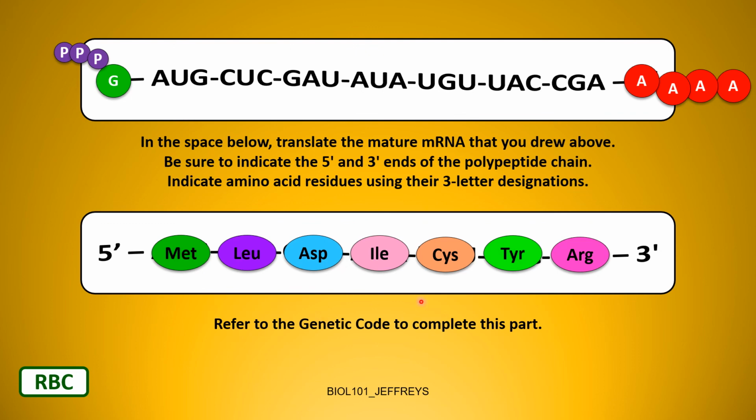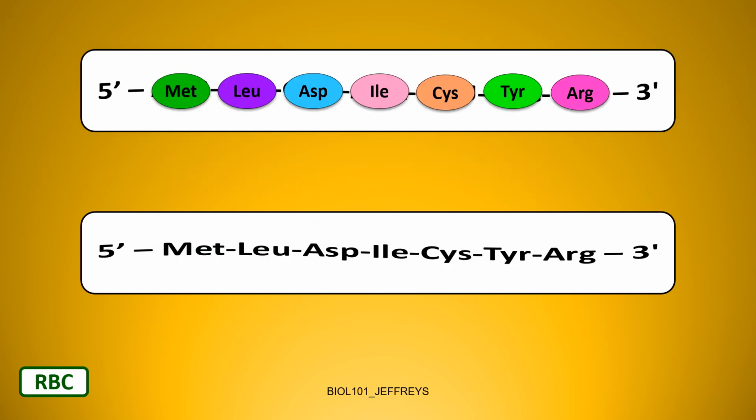Okay. I just did it like this because I'm a visual person and I like all the pretty colors, and so that's the way I did it. You don't have to do it like this. All right, in fact, you don't even have to make circles like this. You can just do 5' MET dash LEU dash ASP like that. And so yours will probably look something like this. There you go. 5' MET dash LEU dash ASP dash ILE dash CYS dash TYR dash ARG, and don't forget the 3', okay? And that's your final step.